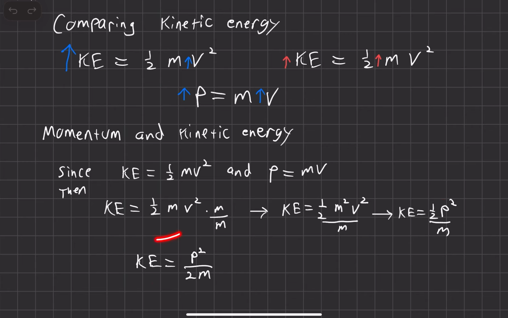So often that is written more like this: momentum squared divided by 2m, or 2 times the mass. So you could write kinetic energy in terms of momentum. And like I said, that is heavily used in stuff like quantum mechanics.